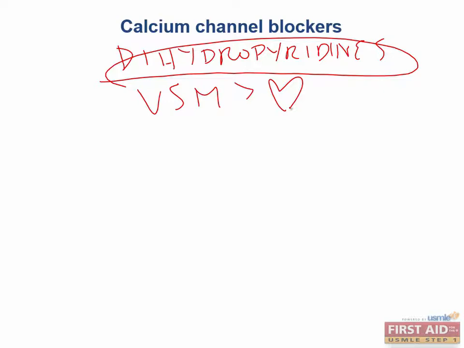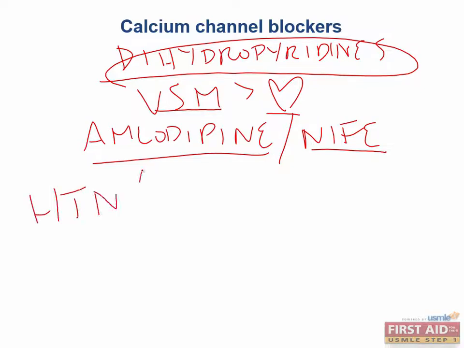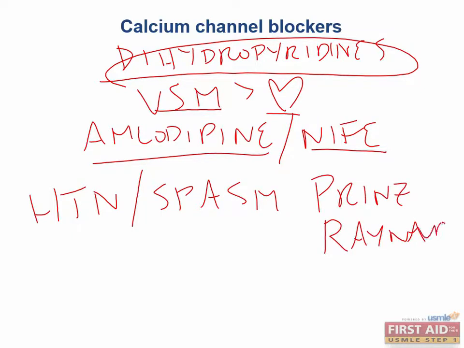There are two exceptions here, and you have to know them. Those are amlodipine and nifedipine. Amlodipine and nifedipine have equal affinity for both types of calcium channels, vascular smooth muscle and in the myocardium and pacemaker cells. So the dihydropyridines in general, besides amlodipine and nifedipine, are more selective for vascular smooth muscle cells, so their clinical utility is for vascular tone issues, such as hypertension or spasm, and we're talking about spasm in situations such as Prinzmetal or Raynaud phenomenon, or Raynaud syndrome.